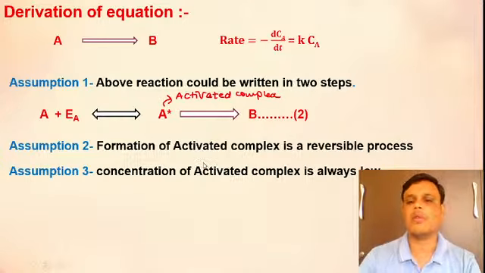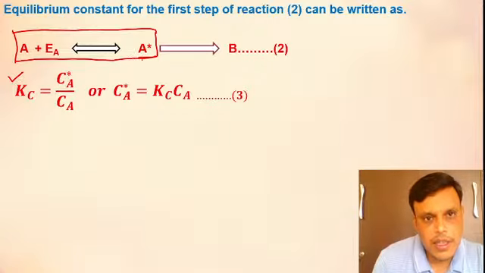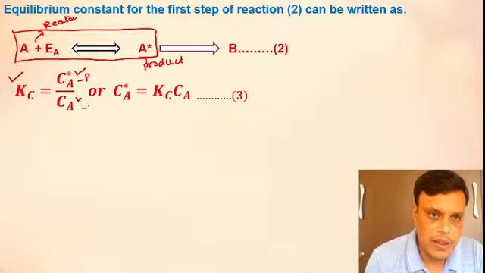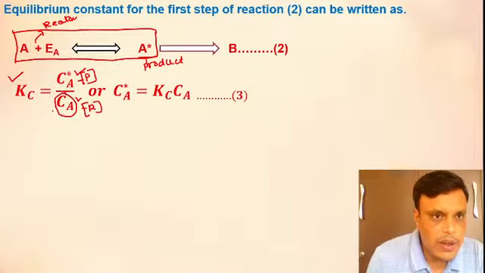And what is the definition of equilibrium constant? It is the ratio of the product of concentration of products to the product of concentration of the reactants. So here in this case the product is A star, and A is the reactant. So concentration of A star divided by concentration of A. Or we can rearrange this: if we take the concentration of A to this side, then concentration of A star becomes Kc into concentration of A. This is our equation number 3.